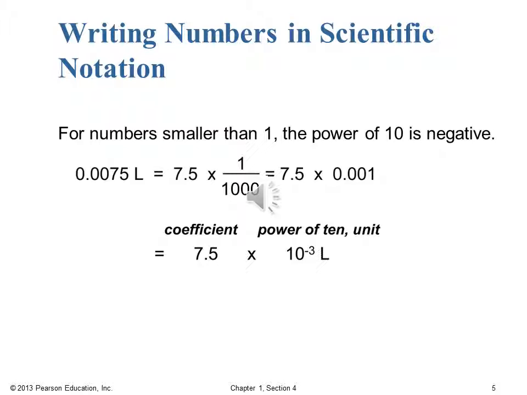In the case where we have a number smaller than 1, the power of the 10 would be a negative exponent. So if we look here at this example, we have 0.0075 liters, which would equal 7.5 times 1,000th, which is 7.5 times 0.001. So therefore our coefficient, 7.5, would be multiplied by 10 to the negative 3rd. Liters in this case. Of course, remember the unit, because typically our measurements will involve units in the course. Okay, so notice the negative 3 for the 1,000th exponential.